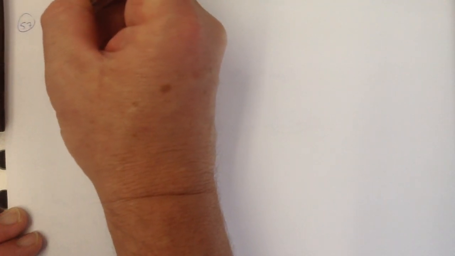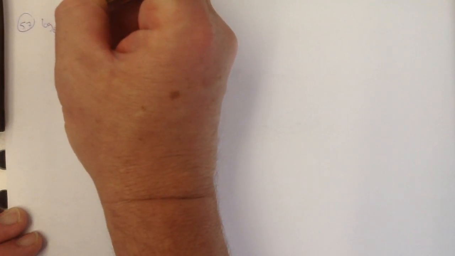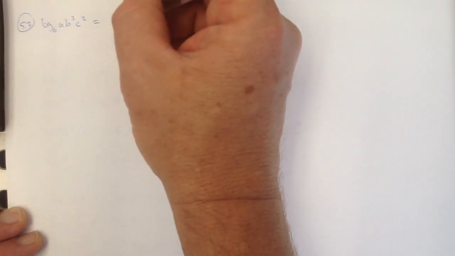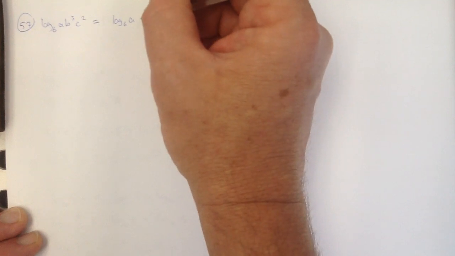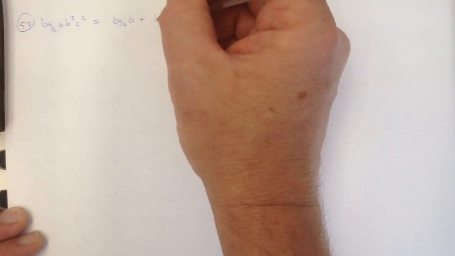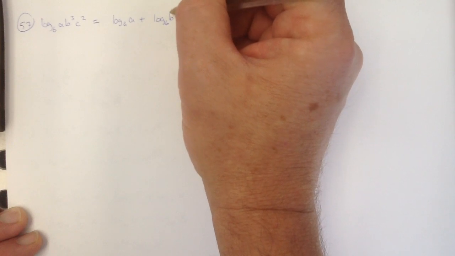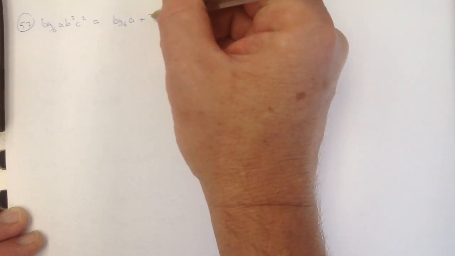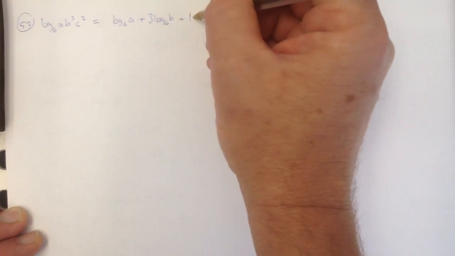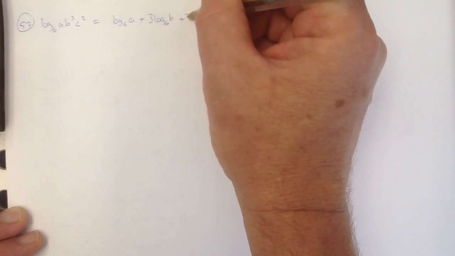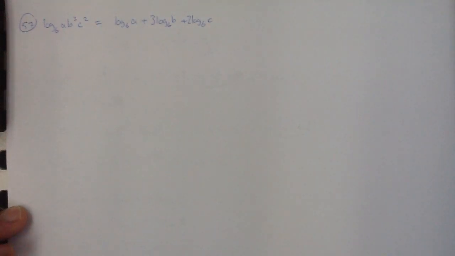number 57. The log base 6 of ab cubed c squared is equal to log base 6 of a plus log base 6 of b cubed, but the 3 can go out to the front, plus log base 6 of c squared, but the 2 can come out to the front here.